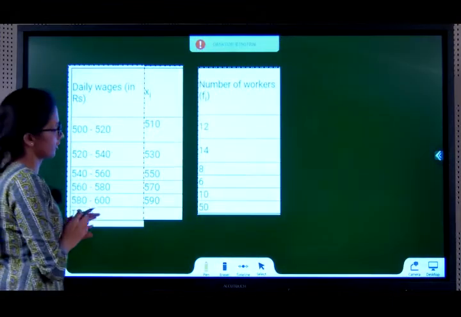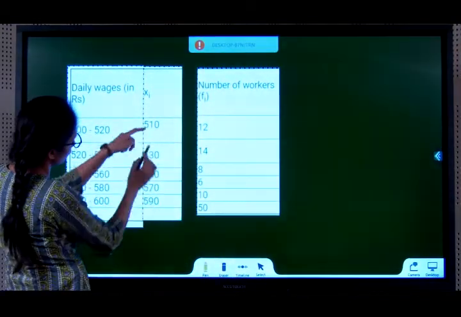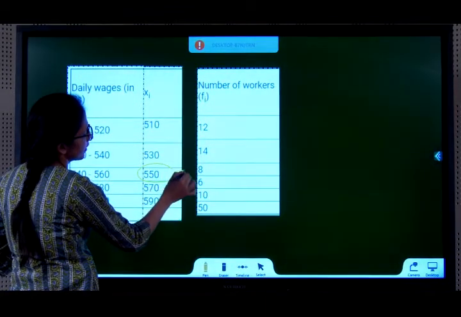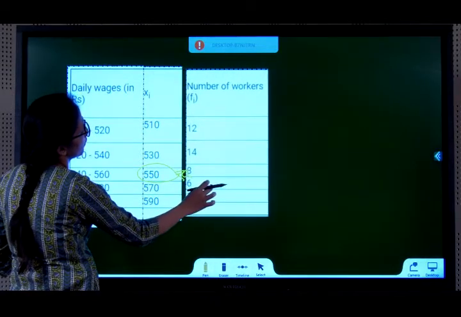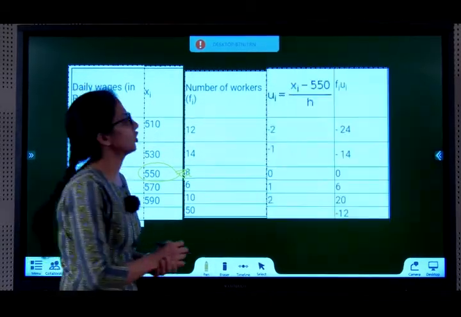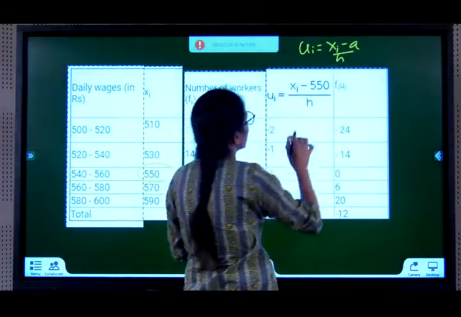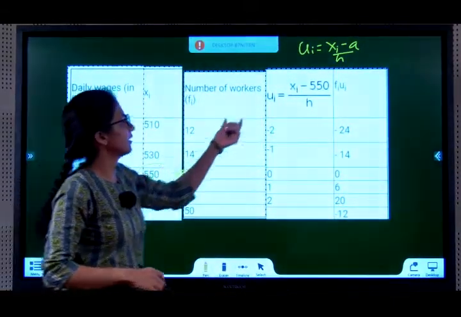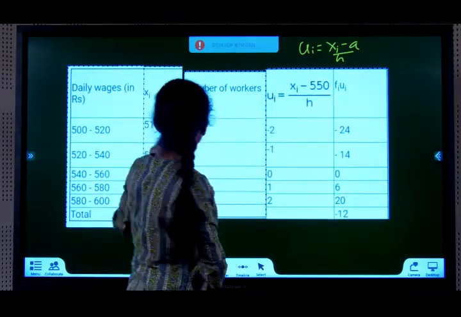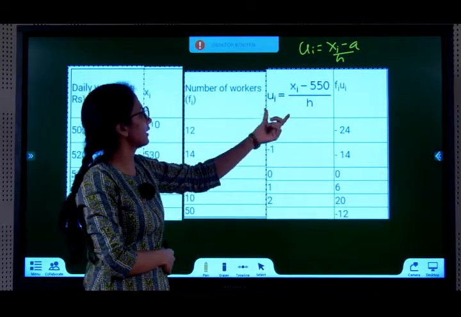So you have your first column, daily wages, and you found your xi's. We chose the middlemost xi value. So 1, 2, 3, 4, 5, middlemost is 550. So we choose 550 as our A value. Then put the frequency column, after which find ui. So the ui formula was xi minus A by h. Who's the A here? 550. Xi minus 550 by h. So substitute xi 510 minus 550, minus 40, divided by h.